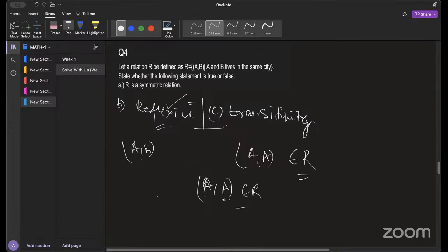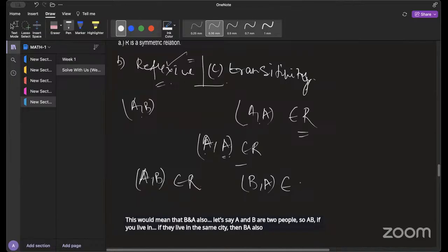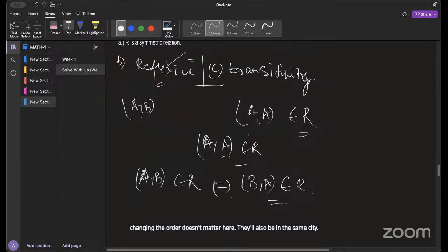So it is reflexive. Next up, you have symmetry. So if A and B live in the same city, this would mean that B and A also, let's say A and B are two people. If they live in the same city, then B, A also, changing the order doesn't matter here. They'll also be in the same city. So it's symmetric too.